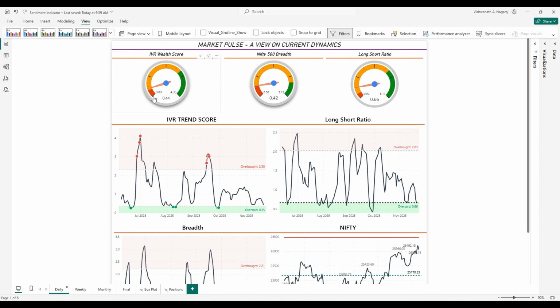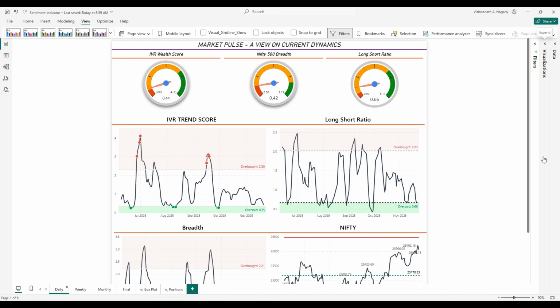If you see the gauge chart of the IVR Wealth score, this is my own fear and greed index, which tells me whether the market participants are in fear or in greed, and what sort of positions I have to take. The IVR Wealth score is nearly at extreme fear, which is why I put a note out that says no more shorts for me.